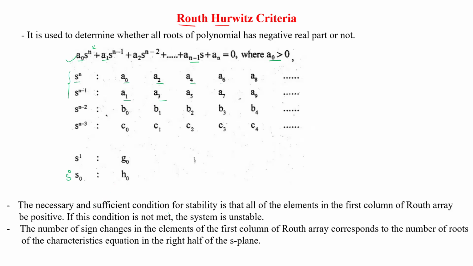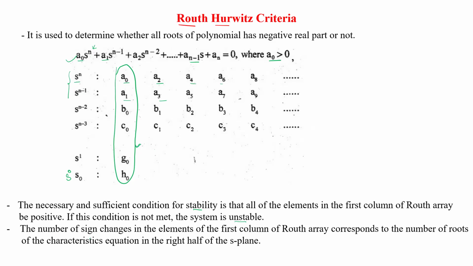The necessary and sufficient condition for stability is that all of the elements in the first column of the Routh array should be positive. If all elements in the first column are positive, then we can say that the system is stable. If this condition is not met, then the system is unstable. So on the basis of the Routh criterion, the system is stable only if all the elements of the first column are positive.